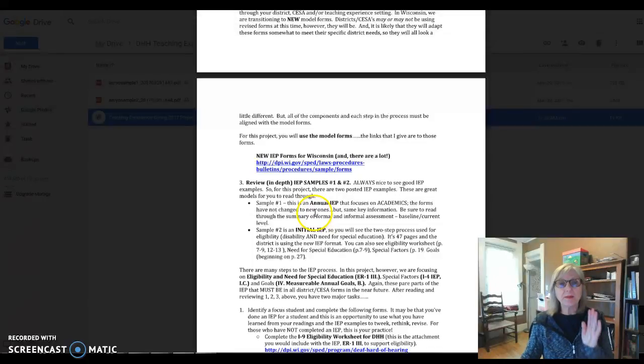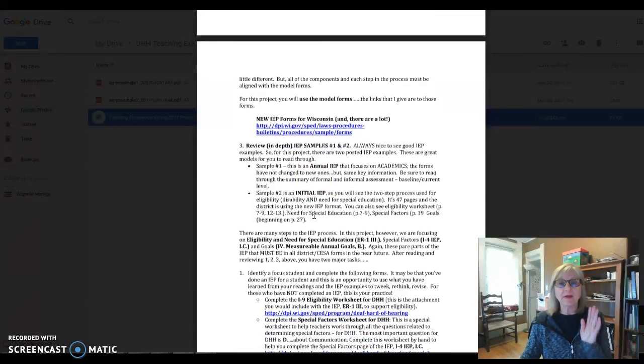The third part is I have two examples of IEPs. It's always fun, I think. Excuse me, I'm going to sneeze here just a minute. It's always fun to look at how other people write IEPs, right? You only have your examples in your CSAs in your district.